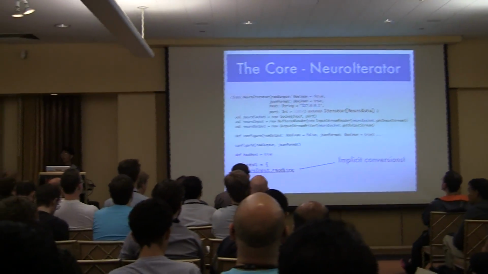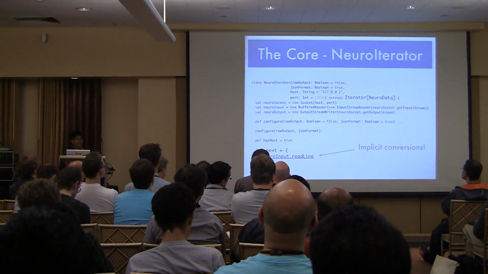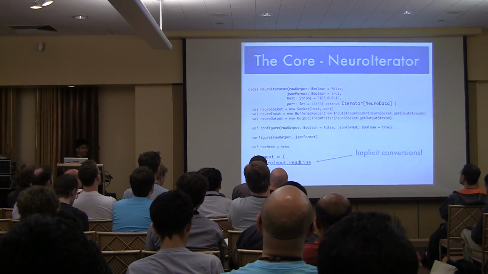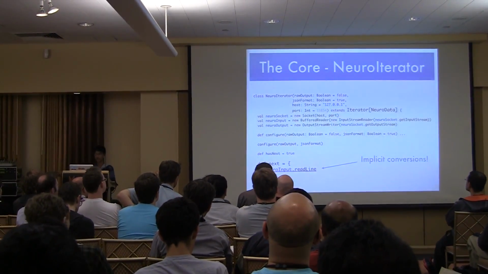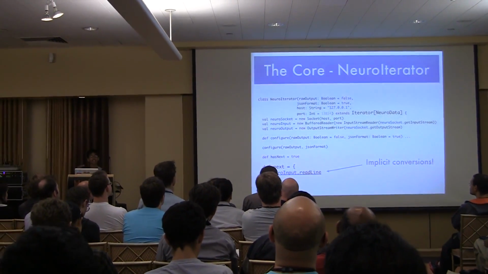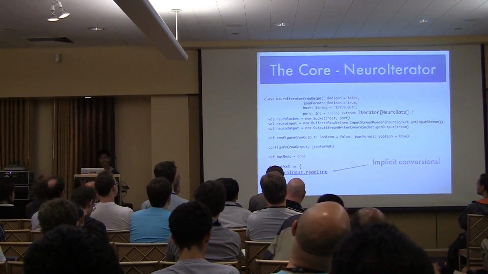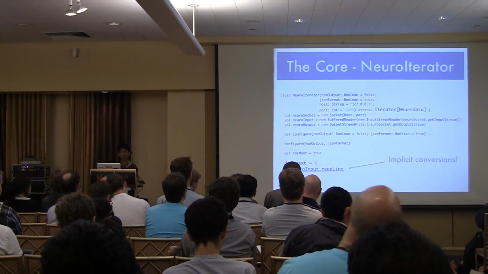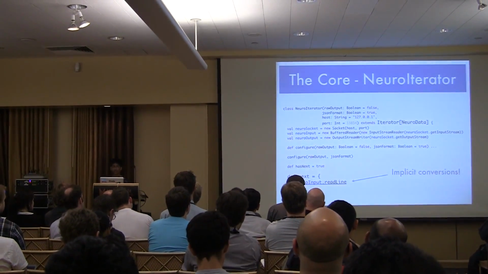So the core of the whole NeuroScala libraries is this iterator, the Neuro Iterator. This extends Iterator from NeuroData, and what I'm doing is I just connect to the socket, and whenever the user requests the next NeuroData, I read the next line from the Neuro input, and through implicit conversions in my library, I convert it to a NeuroData through JSON parsing.